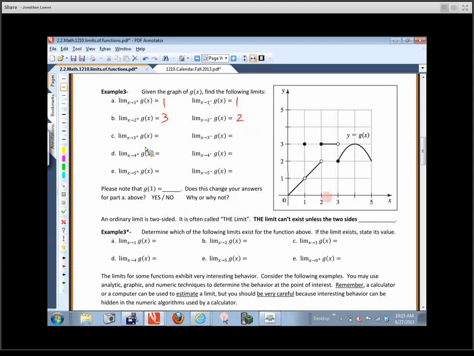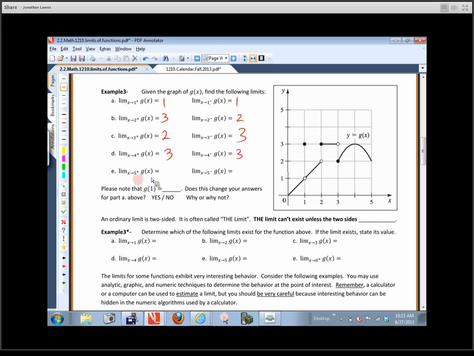As we approach 3 from the right, that's going to be 2. And as we approach 3 from the left, that's going to be 3, right? Okay. Does everybody see what we're doing? It's pretty easy. Okay. As we approach 4 from the right and the left, what do we get out of both of these? We get 3 on both of them.